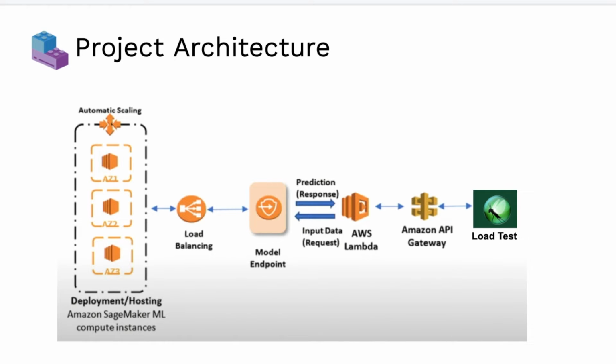Right afterwards, we used an Amazon API Gateway to create a REST API that can be used by a client application. In our case, we use Locust to test the robustness of our production system. Next, my teammate will go into more detail on the deployment.